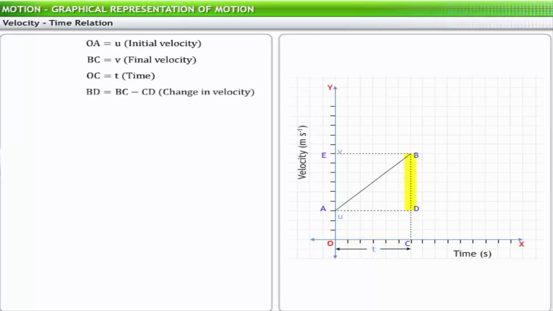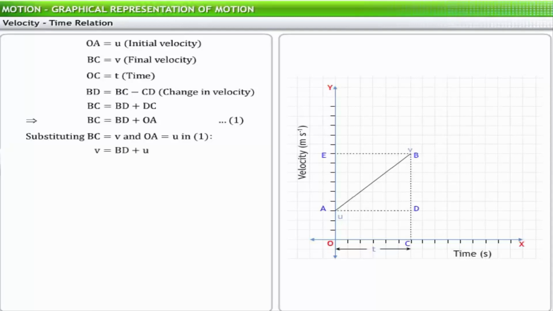And BD represents the change in velocity in time t. OADC being a rectangle, OC is equal to AD, and hence AD also represents the time t. BC is equal to BD plus DC, which is equal to BD plus OA. Let's call this equation 1. Substituting BC is equal to V and OA is equal to U in equation 1, we get V is equal to BD plus U, or BD is equal to V minus U as equation 2.